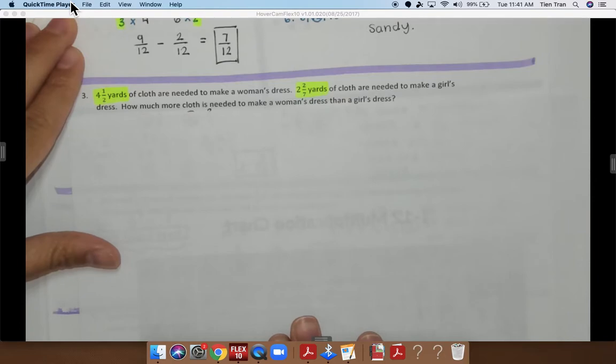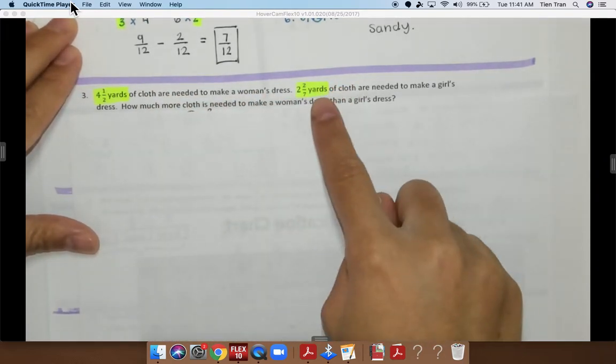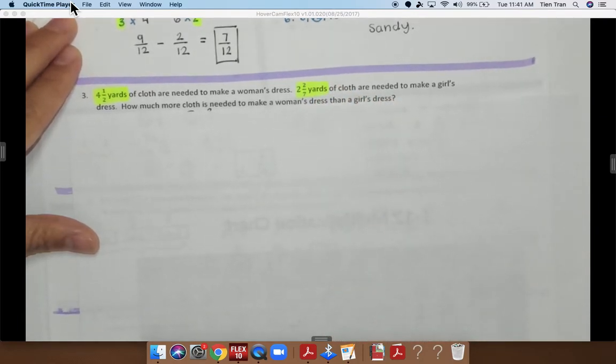For question number 3, it says here 4 and 1/12 yards of cloth are needed to make a woman's dress. 2 and 2/7 yards of cloth are needed to make a girl's dress.